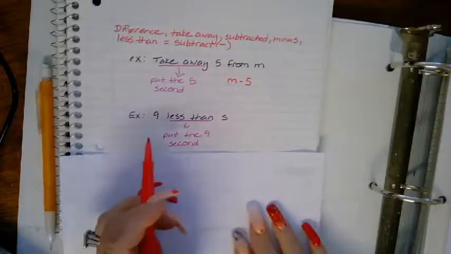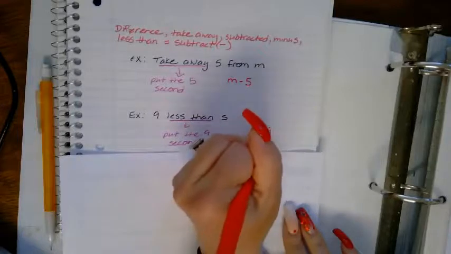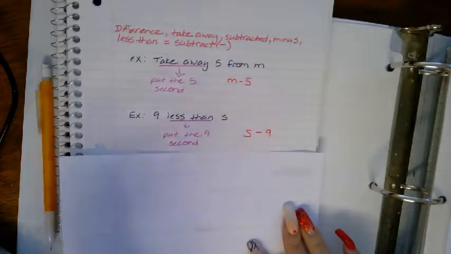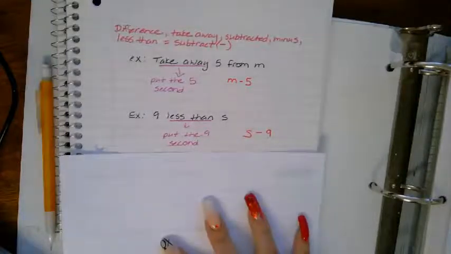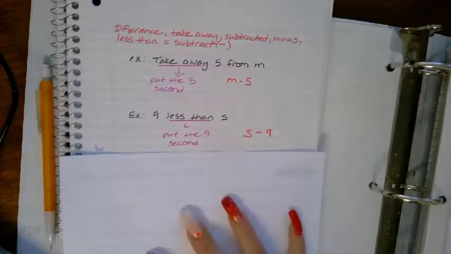So I would write my 9, less than s, because we're taking it away from s. S has to be in the front. S is not a variable that I like because it kind of looks like a 5 to me, because my 5s are funky. That's why they use X, Y, Z a lot, because those are easy to distinguish.